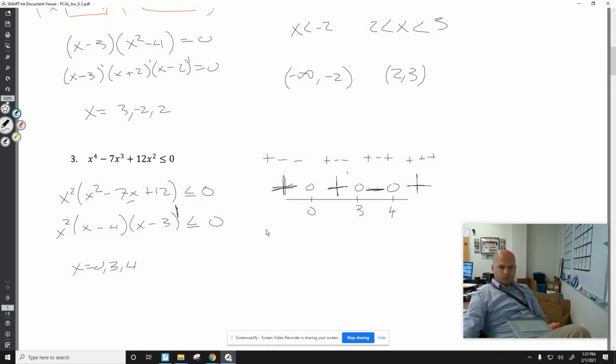Okay? So when are we less than or equal to 0? Just here. That's when we are negative. Being negative is less than 0. 3 to 4, including 3 and 4. Here's one way to write it. Here's another way to write it. You need to be prepared for and comfortable with both.